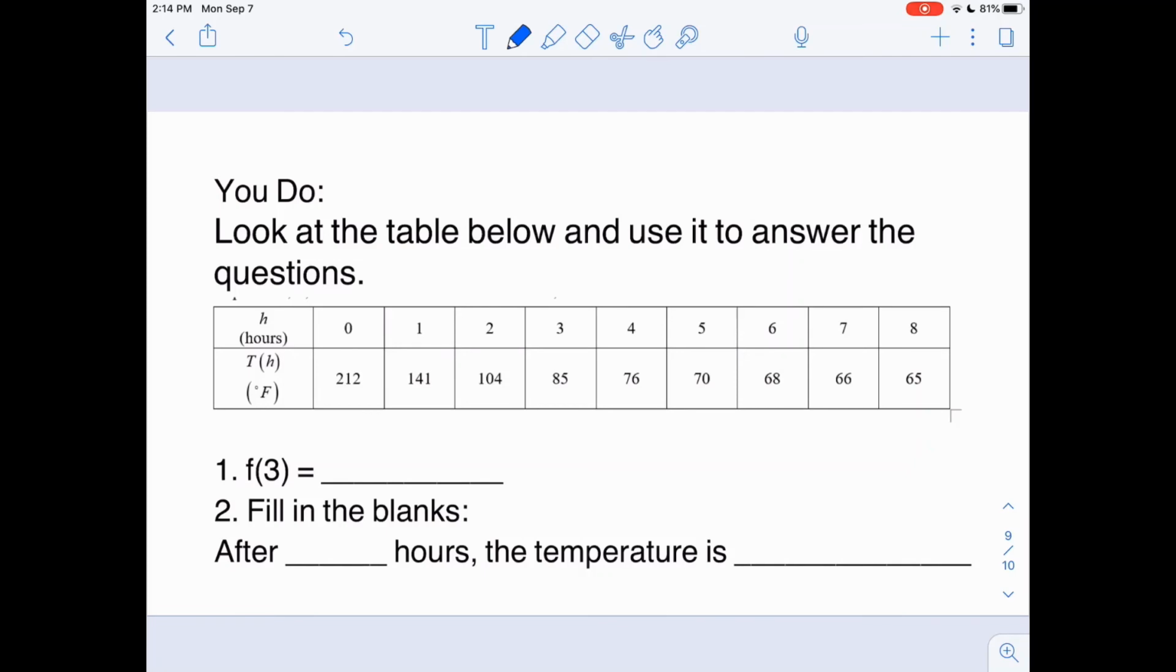Let's go over the answers. If we saw f of 3, that means my input is 3. So I need to look at my table and see that when the input is 3, the output is 85.